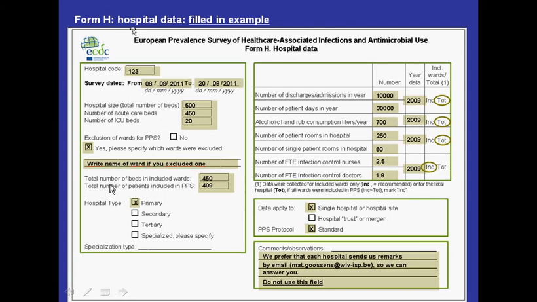Next, you will fill in the number of beds in the included wards. This is an exact number. This is not a rounded number.